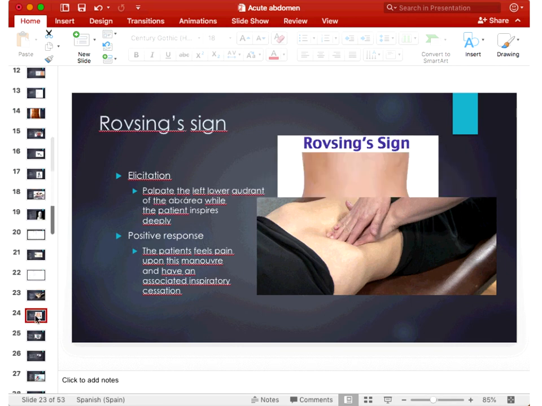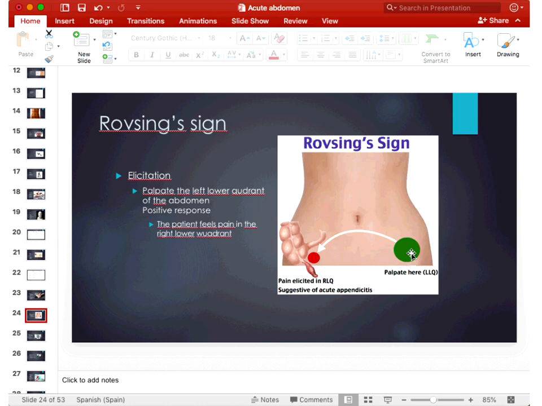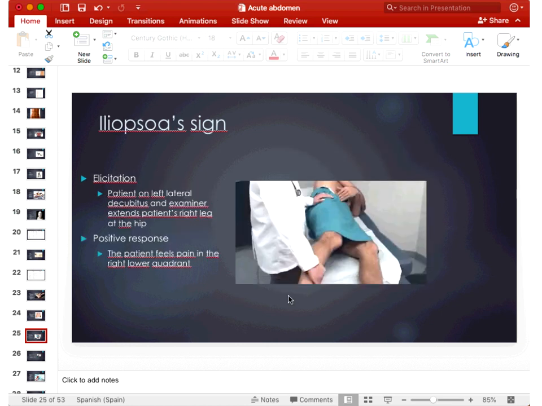Of course, you see the Rovsing sign is when you push on the left lower quadrant, the patient will refer that he has pain on the opposite side. This is a positive for appendicitis. This is another sign for appendicitis. You extend the right leg of the patient while he is located on his left side, and he will feel pain.